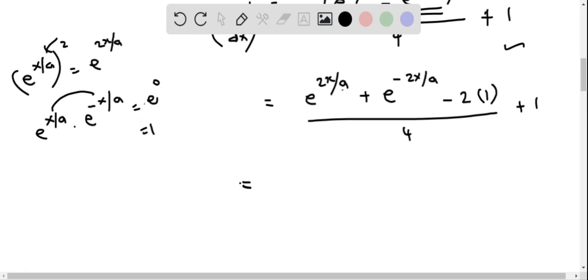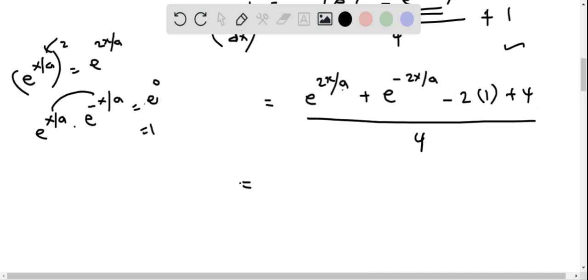So this equals, this 1 we can write as 4 over 4. So therefore we can make this a common denominator. That is, 4 is a common denominator. So I'm just removing this and writing this as 4 over 4, all over 4. Now we see this negative 2 plus 4 equals a positive 2. So let me write it down.